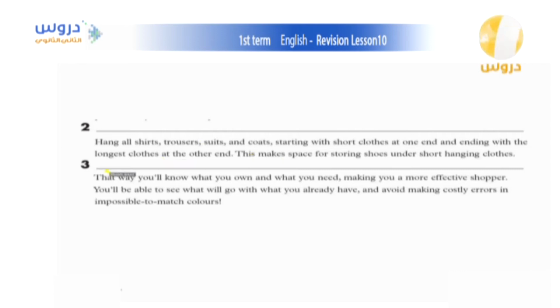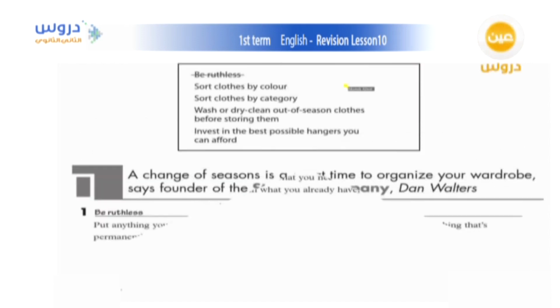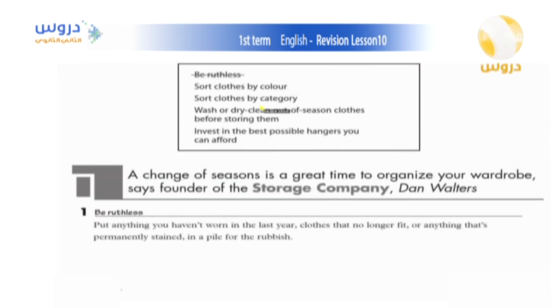So this is what? Ryan said this is the second one. We hang all shirts and trousers, we put them long, then short, shorter, shorter. This is how we sort them by what? You choose from this: sort them by color or category.